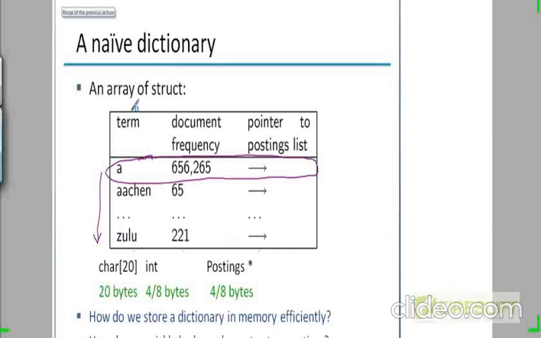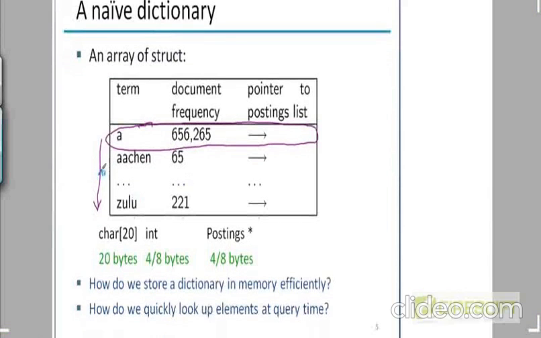Now, if you're searching for a particular term in the dictionary, you can use something like binary search if you're implementing it in an array of structures. And that's going to take you about log n time, where n is the size of this array.